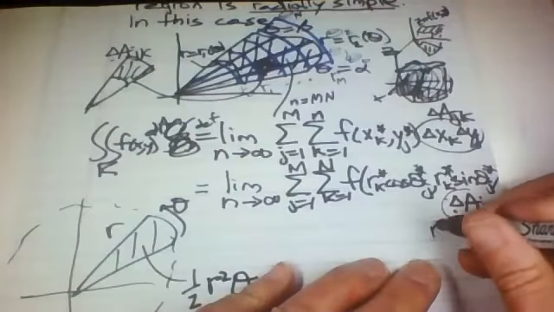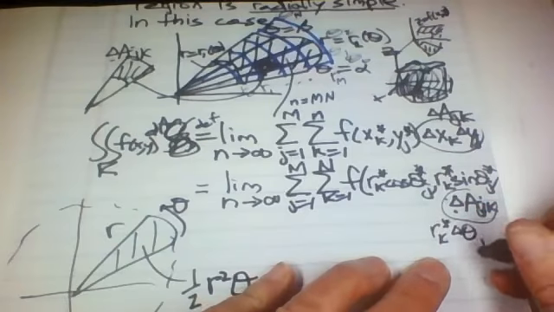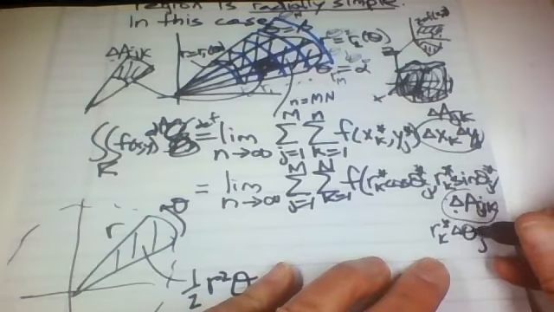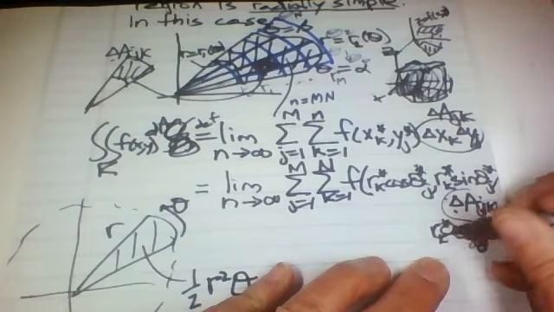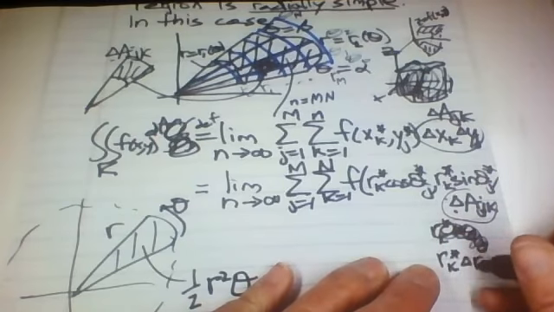And delta A jk is no longer a rectangle, so it's not delta x delta y. I'm going to claim that when you have these shaped regions, which are the whole region, a sector area minus a sector area, this comes out to be rk star delta rk delta theta j.